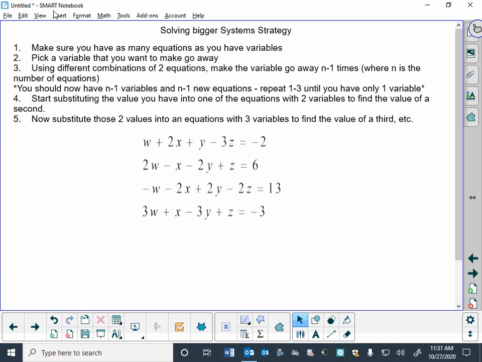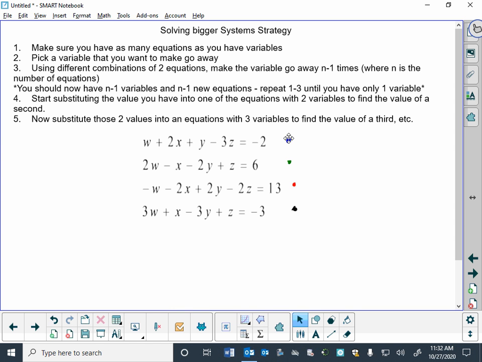If I had fewer than 4 equations, there would be no way to get down to just a single variable, and no way to come up with a unique solution that way. Our second point in the strategy is to pick a variable that we want to make go away. So I'm going to try to identify and use different colors on these different equations. One of my easily available colors, unfortunately, is black, so we will go with that.